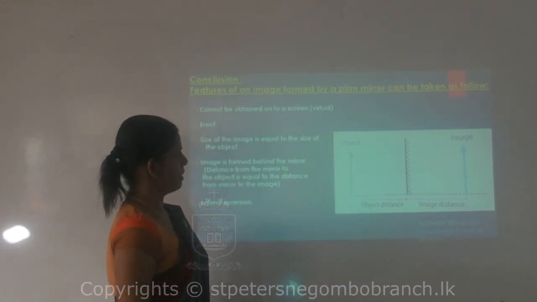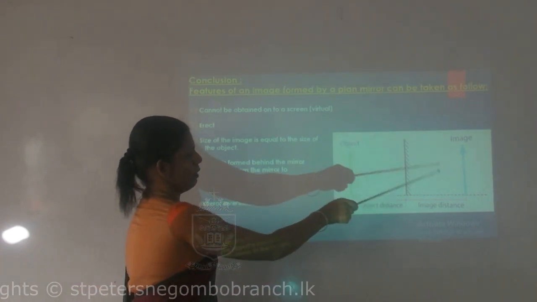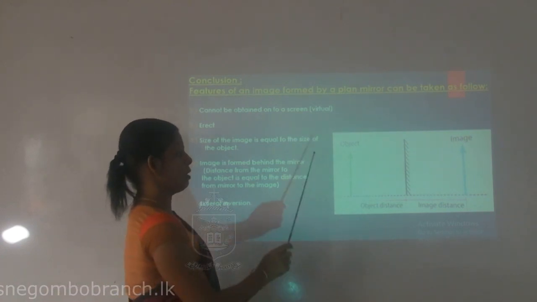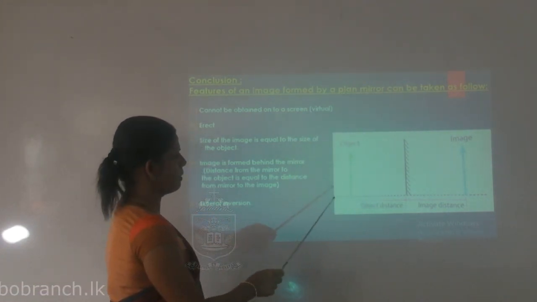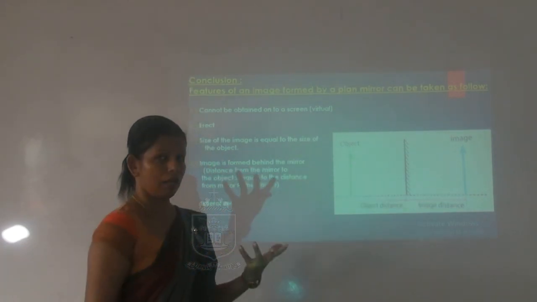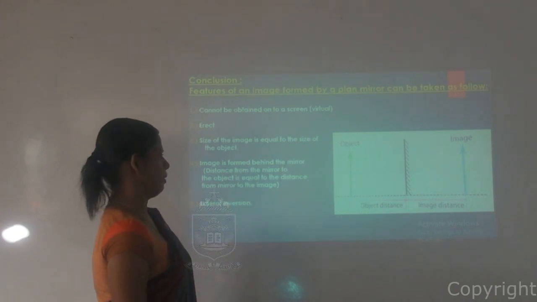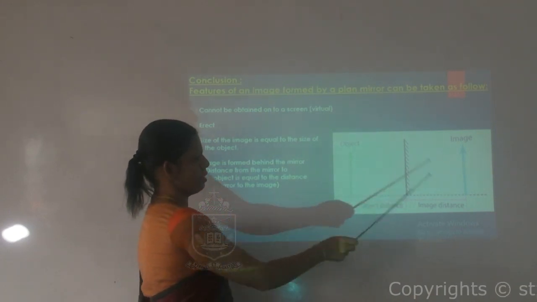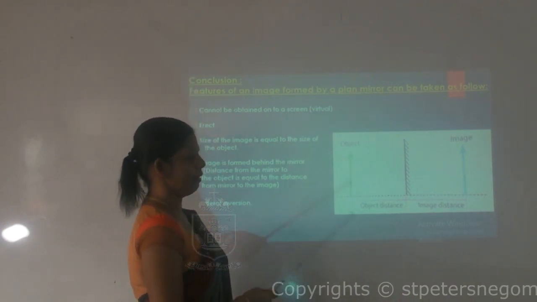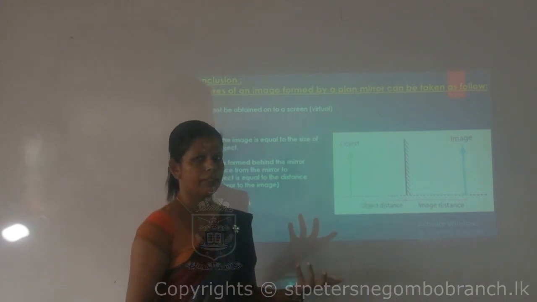It cannot be obtained onto a screen, that means it is a virtual image. Erect, you can see both are erect. The other one, the size of the image is equal to the size of the object. You can see the size of the object and the size of the image, both are equal in size. The image is formed behind the mirror, that means the object distance is equal to the image distance. The other one is it shows lateral inversion. Through this picture we cannot see it, but we discussed lateral inversion.